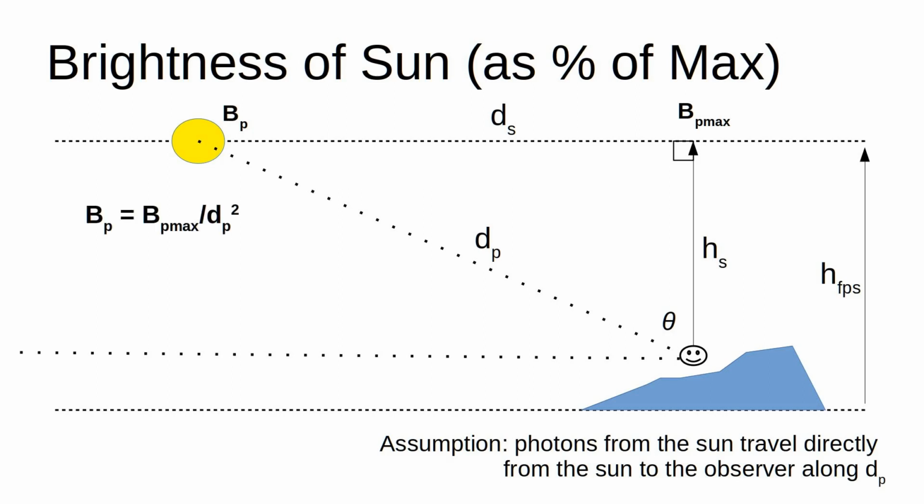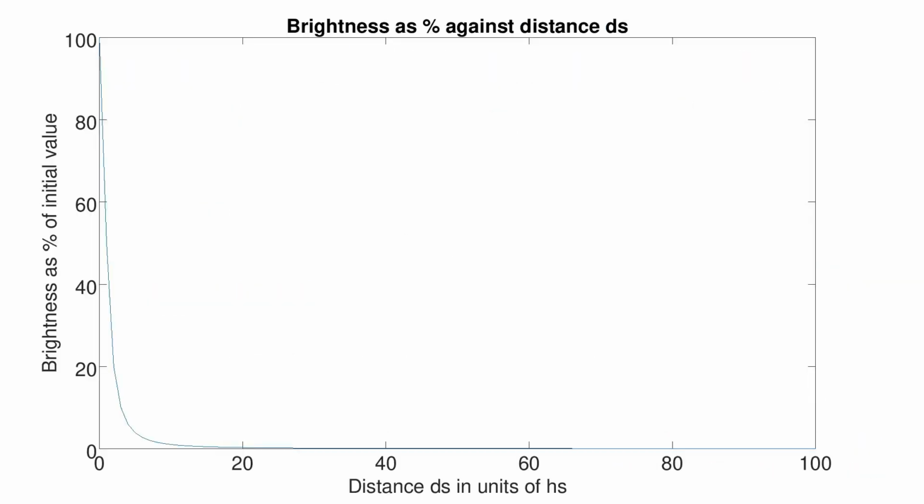From what I can tell, changes in the brightness of the Sun follow an inverse square law, hence we can find BP using this formula. dp squared is easily found using Pythagoras, so here is the formula we want to explore with Octave. And here is the resultant plot.